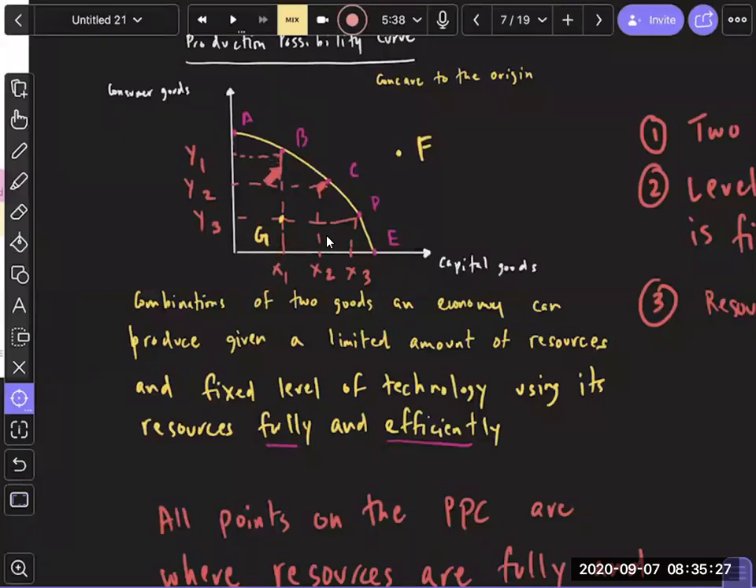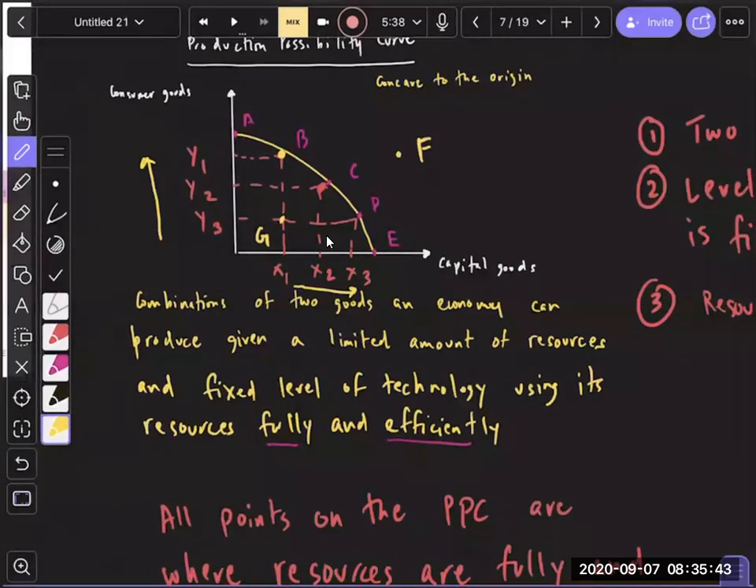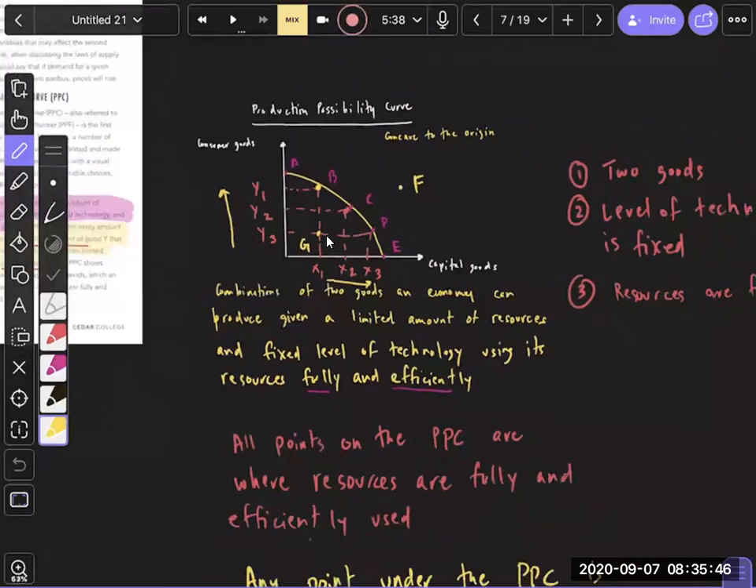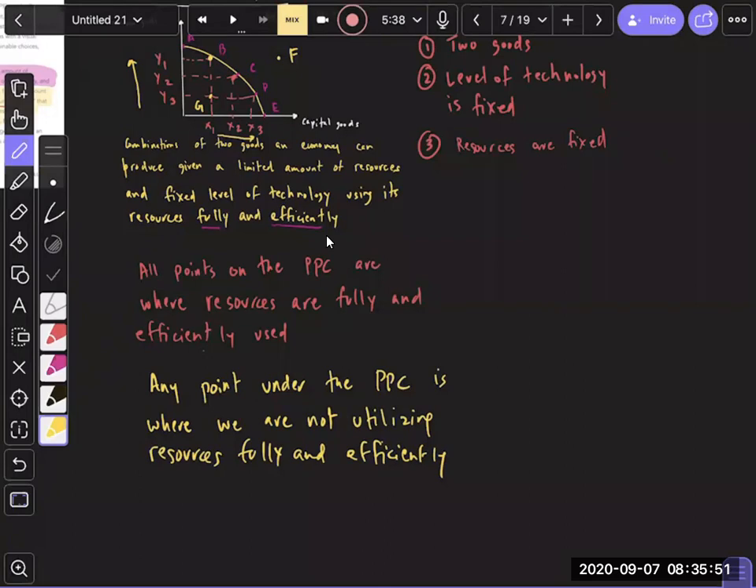X1 for Y1. In fact, I'm only getting Y3 for X1. For every X, I could get more of Y if I had done a better job. And for every Y, I could have gotten more of X if I had done a better job. But I did not do a better job because I decided to be producing at G, X1 Y3 at point G, where basically our explanation is this, that either there is unemployment happening or there is what we call inefficiency happening.